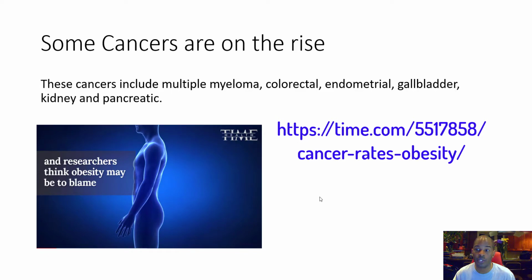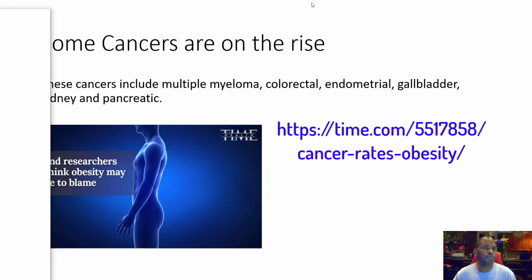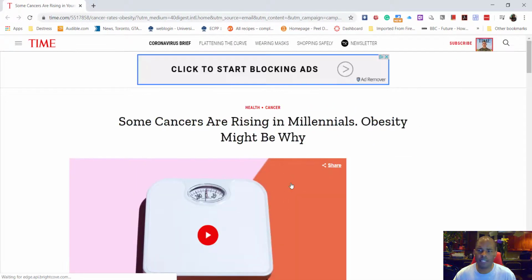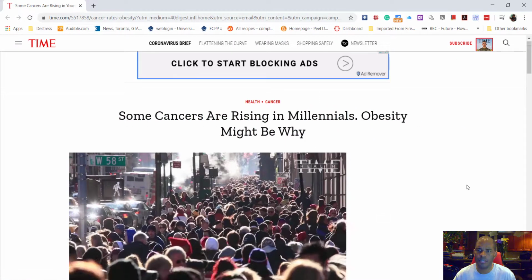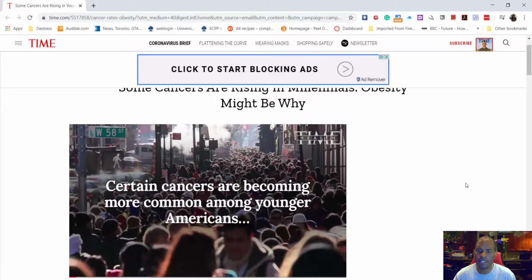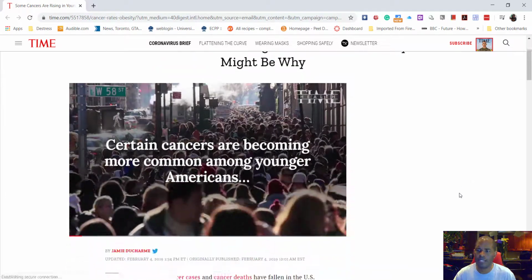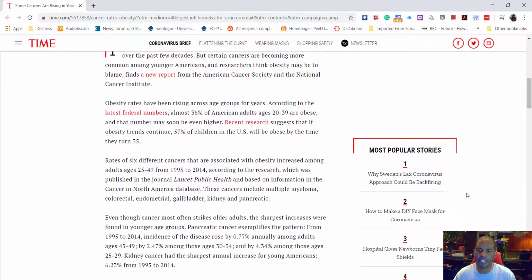Colorectal cancer, so that's in the colon, endometrial, gallbladder, kidney, pancreatic cancer, you've probably heard about Steve Jobs and what happened to him. These are cancers that seem to have more prevalence today than they did 15 years ago. So that's interesting as well. I encourage you to go to this link. You'll see an article, a little video that talks about these cancers, and in their prevalence in society. And we're not exactly sure why.